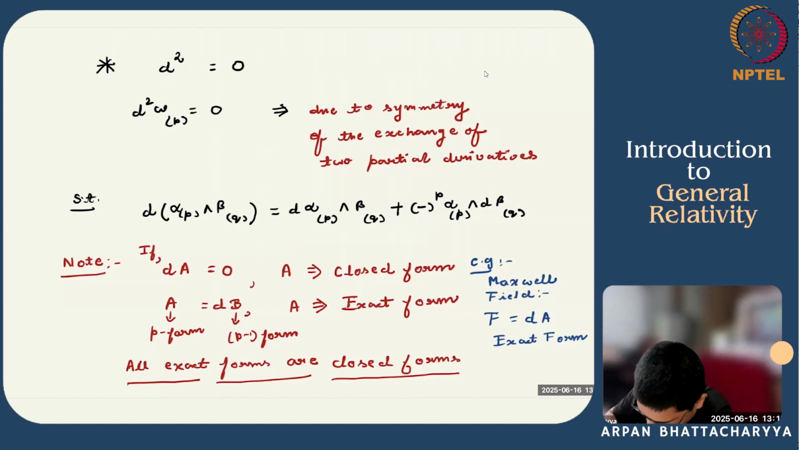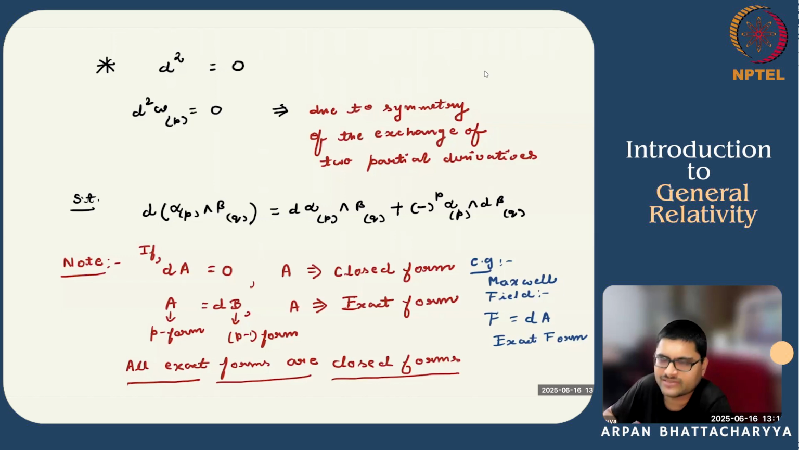Also note that if d of a form vanishes, then we call that form a closed form. And if you take a p-form, and you can write it as d of a (p minus 1)-form, then we call it exact. Naturally, all exact forms are closed forms, because dA will be d squared B, and that is zero.